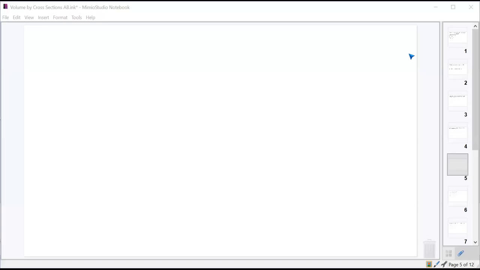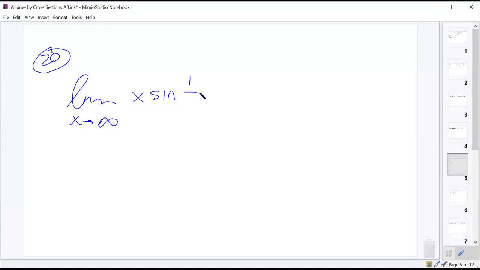There we go. All right, number 20. 20 was, I believe, the limit as x approaches infinity of x sine of 1 over x, if I remember from looking at it yesterday. Is that right? Yeah? All right.